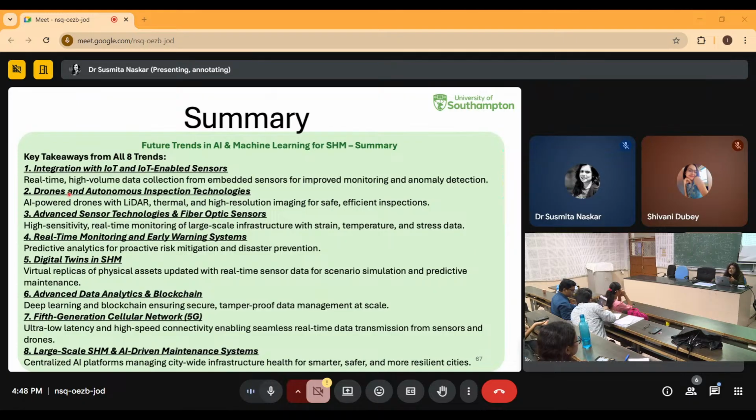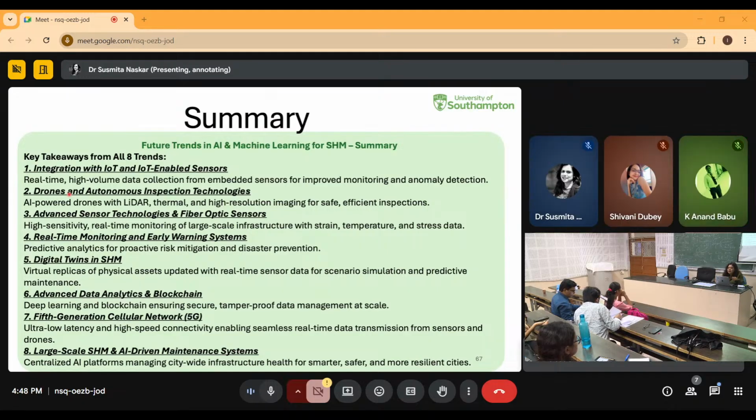Then the digital twin in SHM, where we include a virtual replica of the physical assets we are interested in monitoring, and update the real-time sensor data to that scenario simulation to have predictive analysis or predictive maintenance. Then comes advanced data analytics or blockchain. We are talking about security here. We are trying to ensure that secure, tamper-proof data is there so that we can manage the data at a larger scale, right?